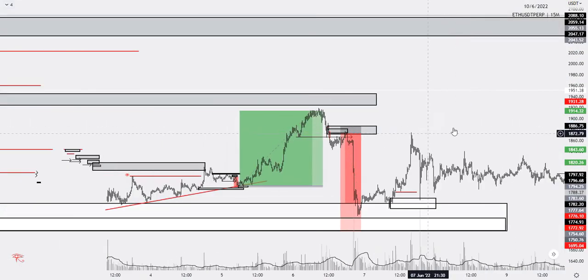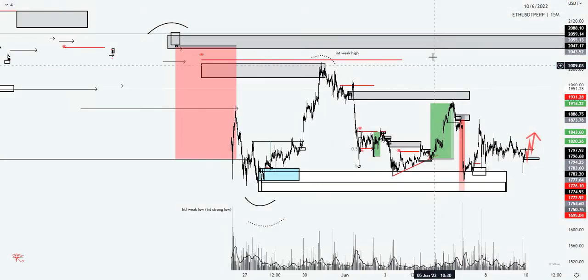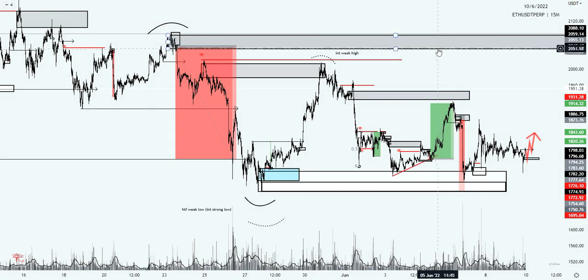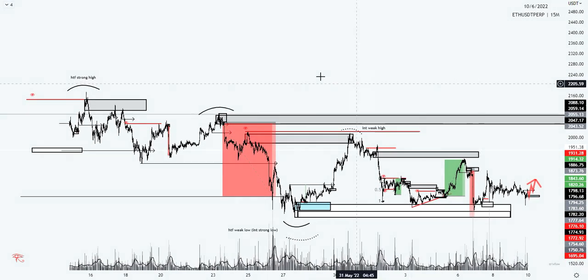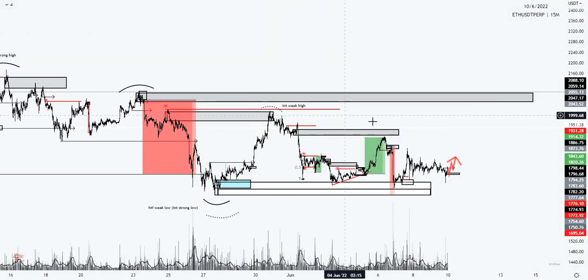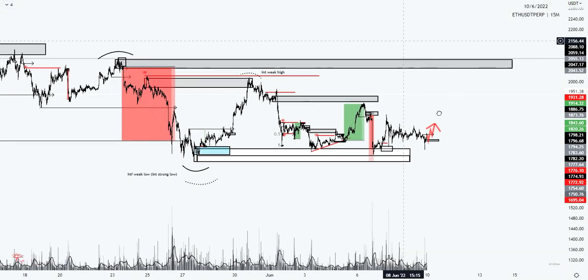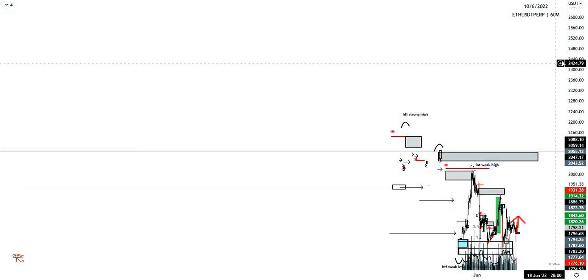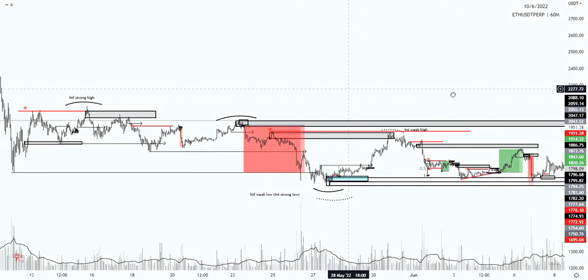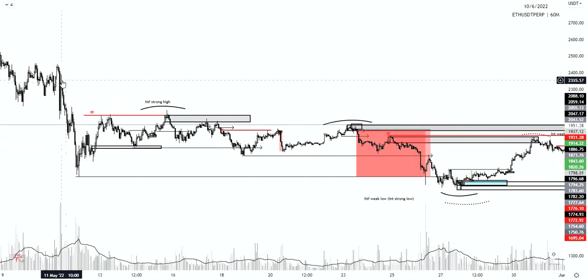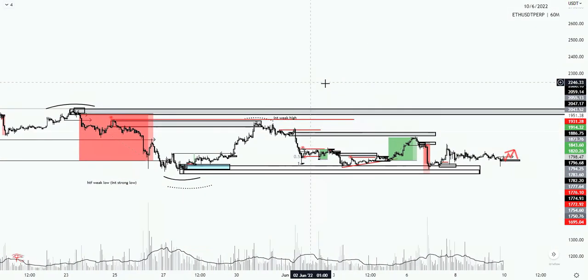into the range. I want to see at least that 2051 unmitigated supply zone on the 4-hour, and then if we can break that, then I can definitely see a lot higher into the range as far as our unmitigated supply and demand goes, around the 23 area first.